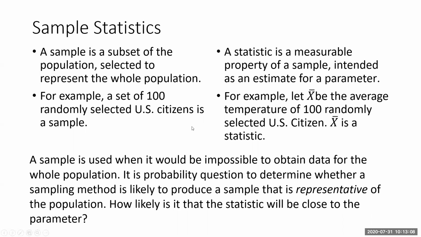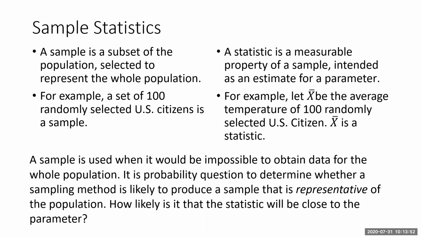And then the next item is about the sample statistics. So a sample is a subset of the population selected to represent the whole population. For example, a set of 100 randomly selected US citizens would be a sample of the population. About the use of the word, a lot of times students will say, well, we've got 100 samples. No, you've got one sample with 100 individuals in it.